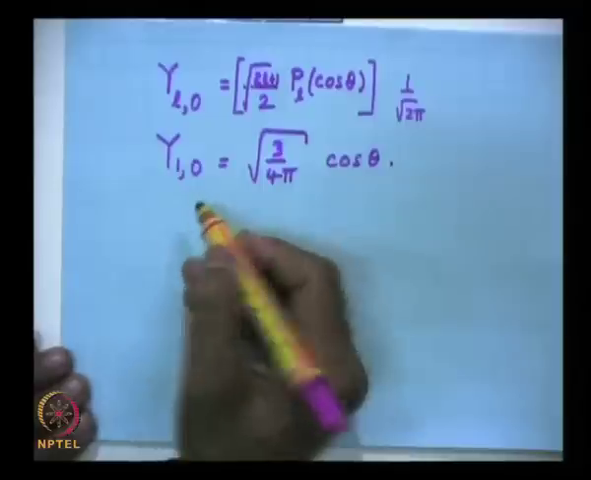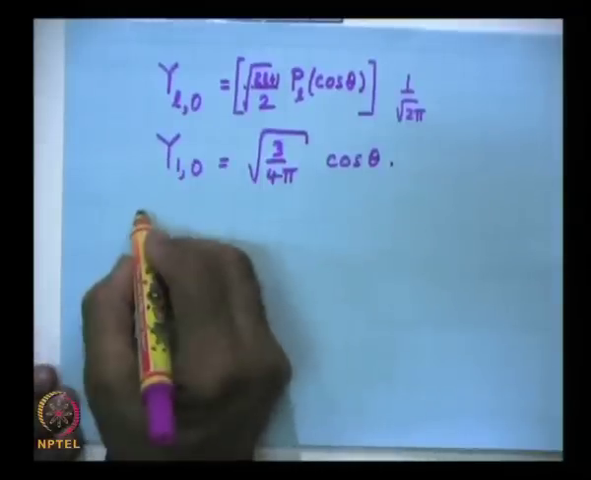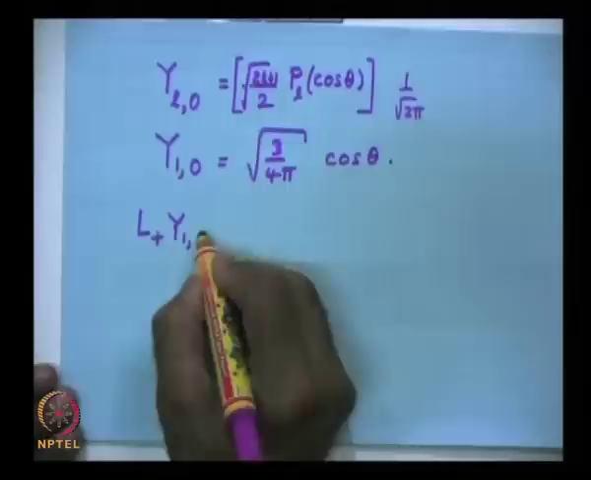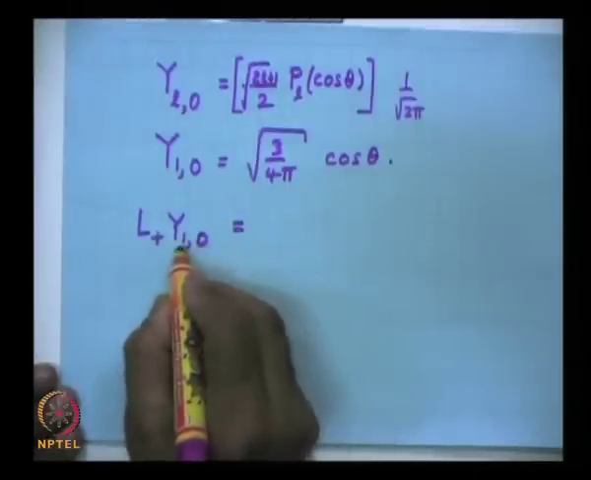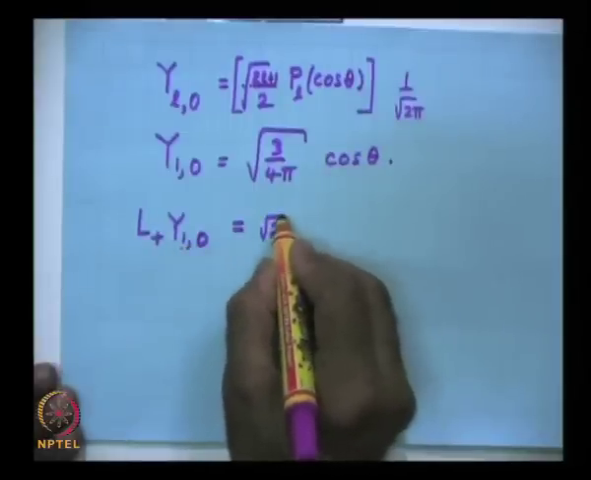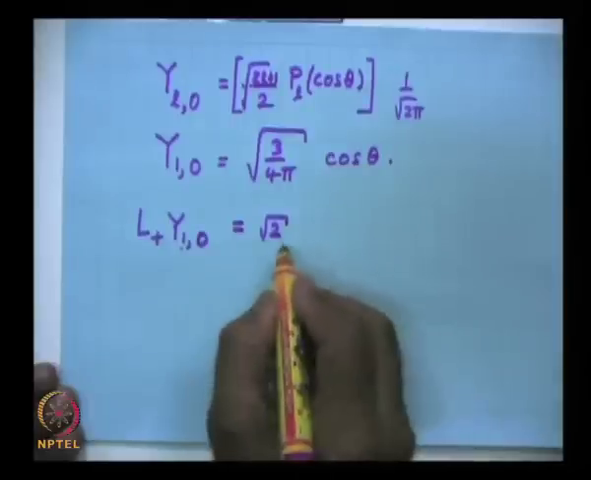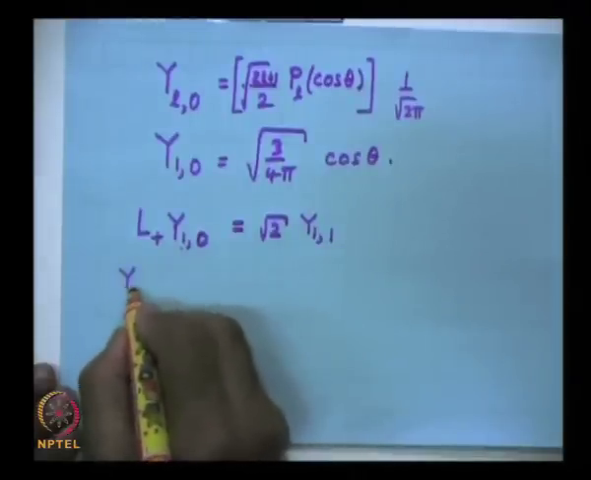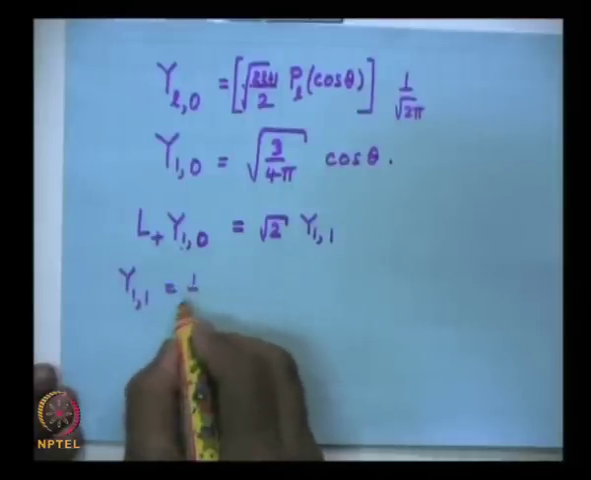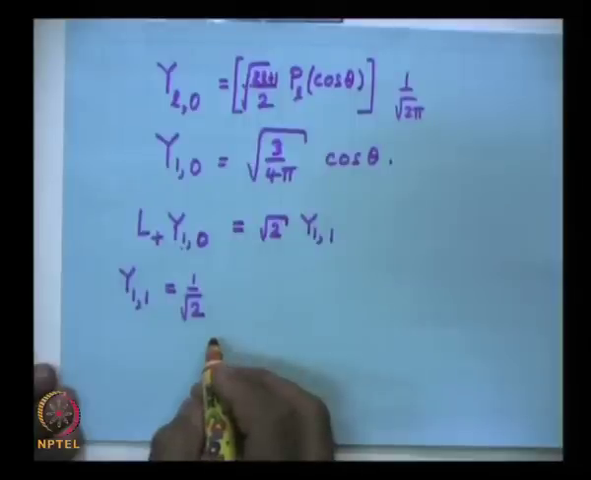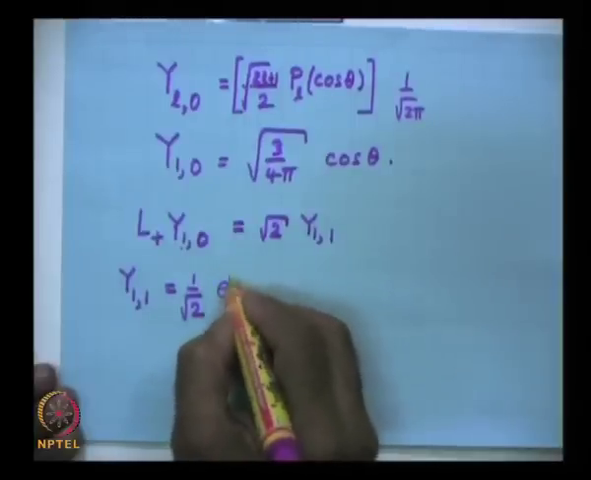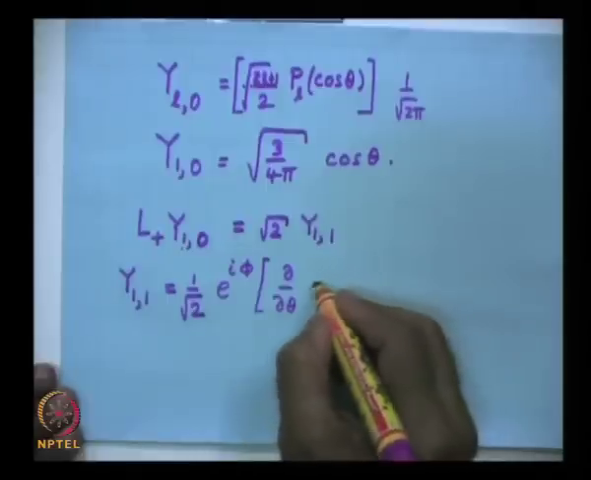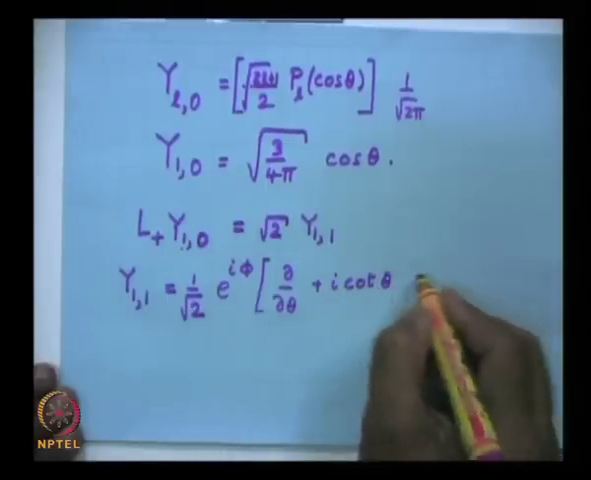Now, I can immediately write down what is Y_{1,1}. L plus Y_{1,0} is the square root of (j minus m), that is 1, and that is the square root of 2 again, and then (j plus m plus 1), that is 2. So, this is equal to Y_{1,1}, as the m value has to increase by 1. So, Y_{1,1} is equal to 1 over root 2, and the L plus operator is e to the power of i phi times (delta by delta theta plus i cot theta delta by delta phi).